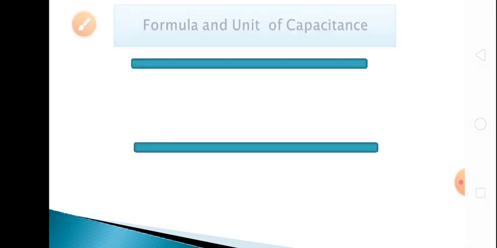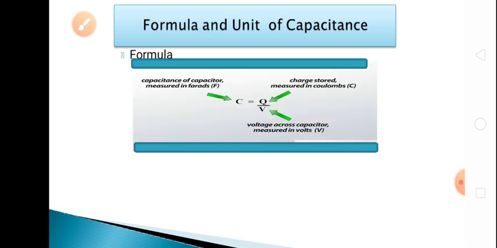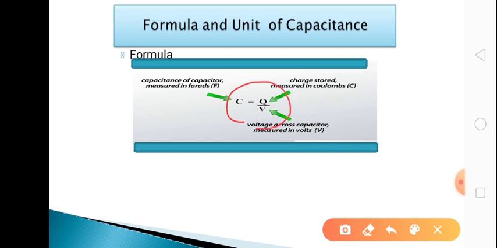So capacitance C is equal to Q by V. You see here, C is equal to Q by V. This is the formula to find the capacitance of a conductor or capacitor.